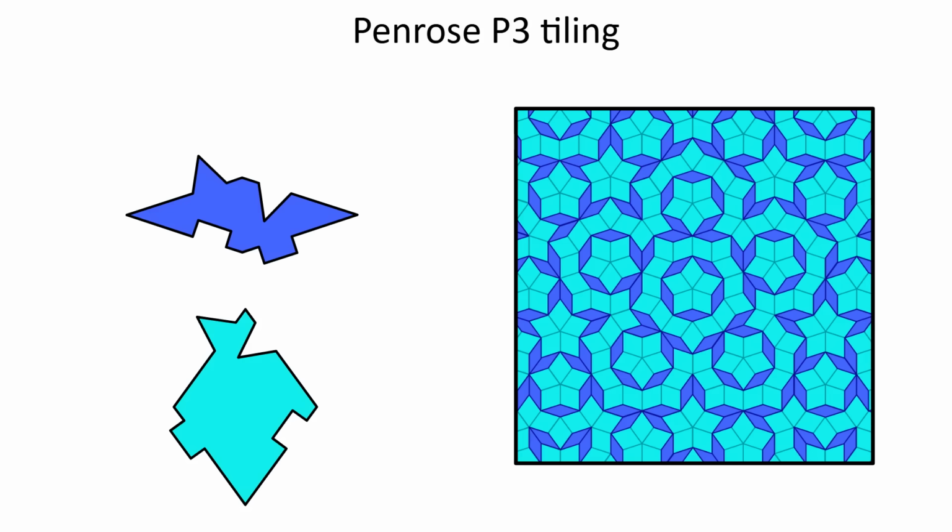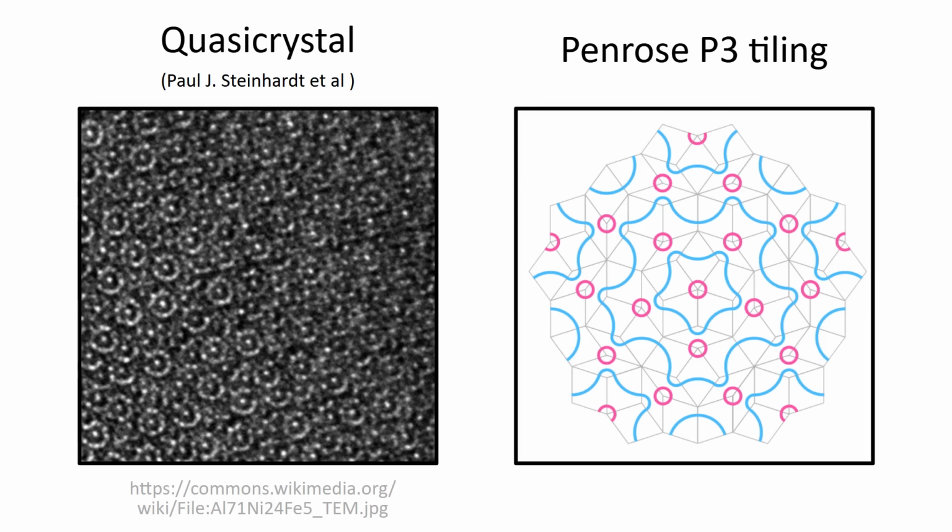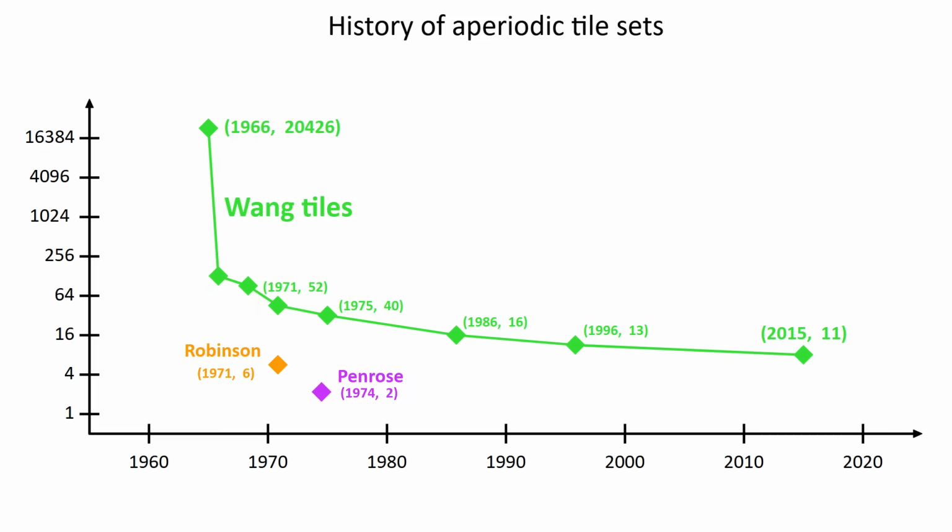Another interesting way to express them is with colorful lines which must connect. With the circles like this, it's actually very reminiscent of quasicrystals, which are aperiodic crystal structures that form under very specific circumstances, such that the atoms arrange themselves according to 5-way rotational symmetry, for example. Anyway, for about 50 years, the Penrose tiling stood as the world record, the smallest aperiodic tile set.